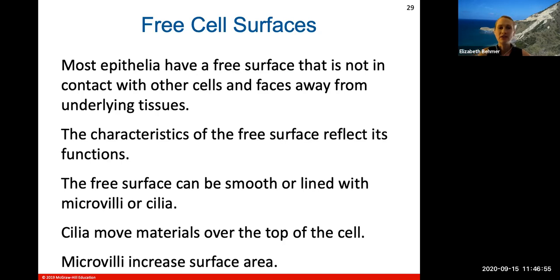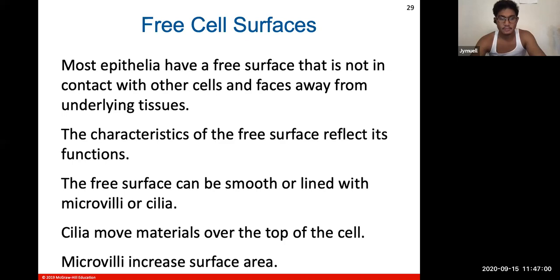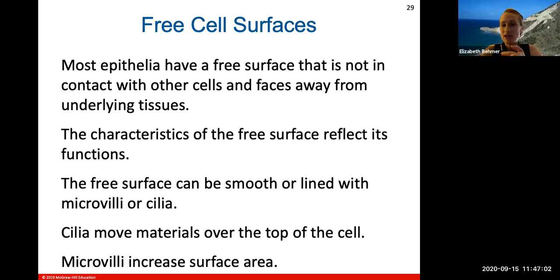Okay. Free cell surfaces: most epithelia have a free surface that's not in contact with any other cells and faces away from underlying tissue. So the free cell surface would be the cell surface that is in contact with food that's going down your esophagus or in your trachea. It's the part that's in contact with anything harmful you might breathe in, or the mucus.